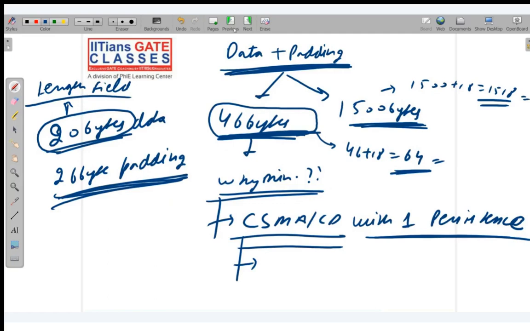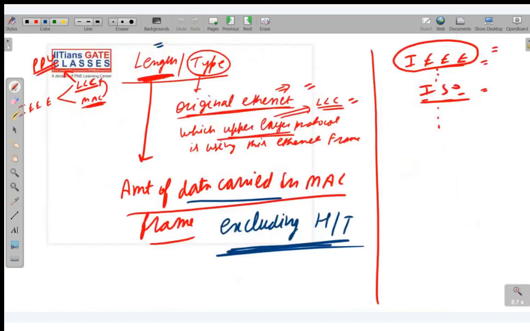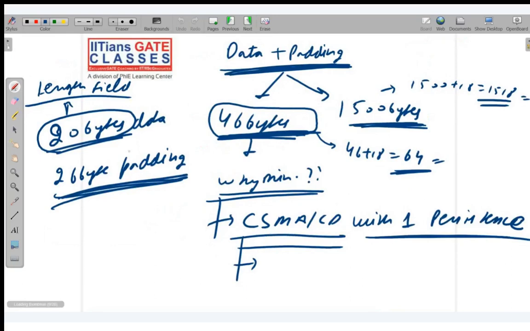I have written here, amount of data carried in MAC frame. I have not said anything about padding. I am just saying the amount of data carried in the MAC frame, so this is data only. So with 20 bytes of data, the length field will contain 20 only. It will not contain 46, because padding is not included here.